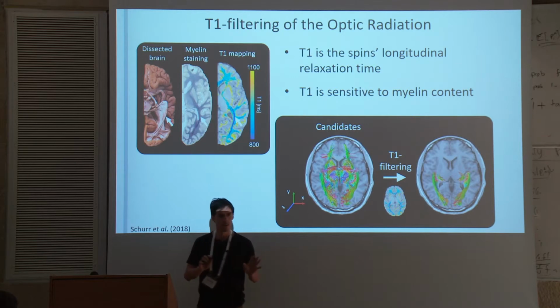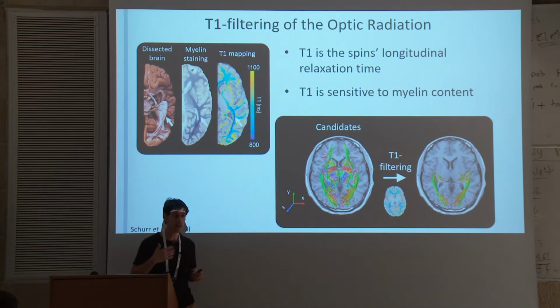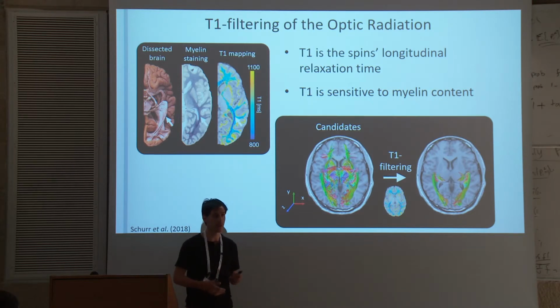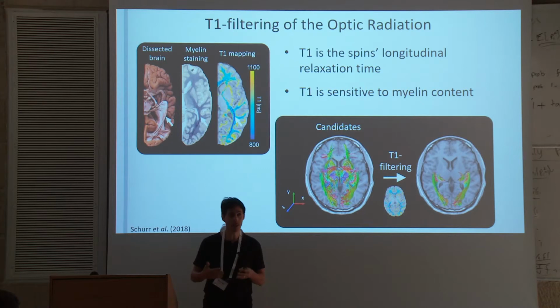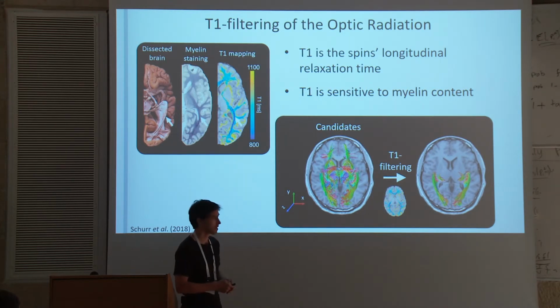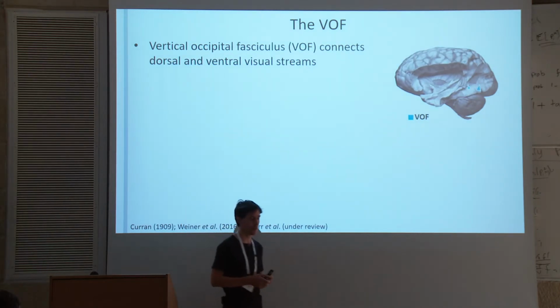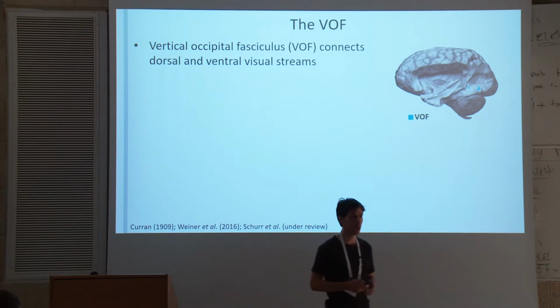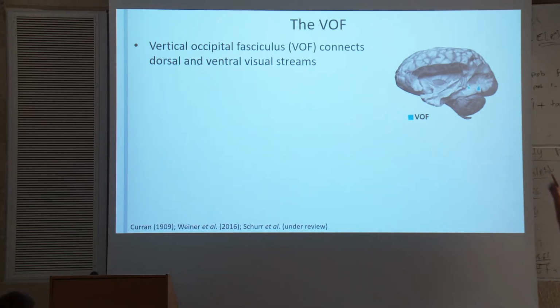So this was how we tackled the first challenge, and this gave us the feeling that maybe we can try and tackle the other one. Maybe there is some difference between different tracts in terms of their signatures in T1, and it could help us make the distinction between different tracts. So here we focused on another visual tract. This is the VOF, the vertical occipital fasciculus. And as you can see here, it connects the dorsal and ventral visual streams.